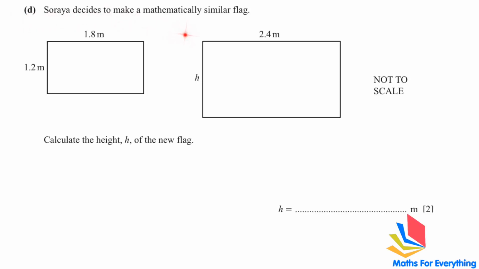Question number D. Freya decides to make a mathematically similar flag. Calculate the height of the new flag. We have been given the length and the height of the smaller flag. So we can write, we want to find h, correct? So h over 2.4. What is the corresponding side of h? 1.2. And the corresponding side of 2.4 is 1.8. Therefore, h is equal to 1.2 over 1.8 multiplied by 2.4. And we will get 1.6 meters.